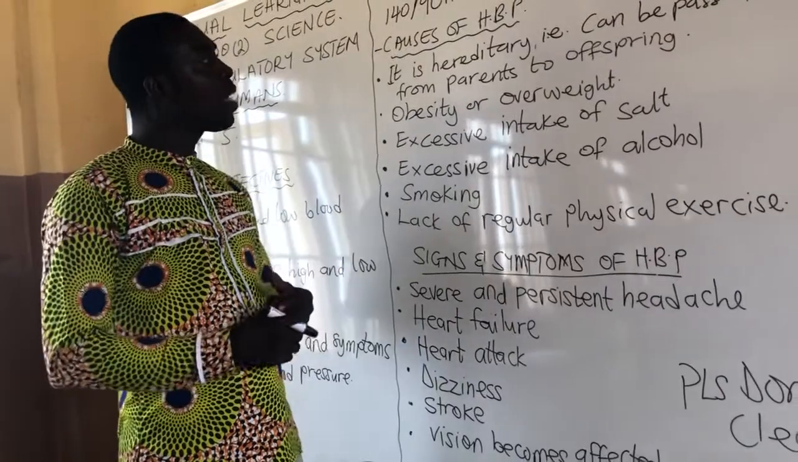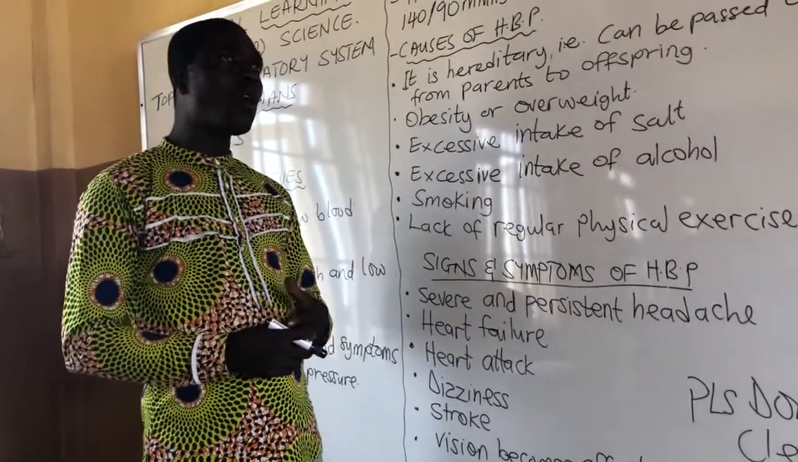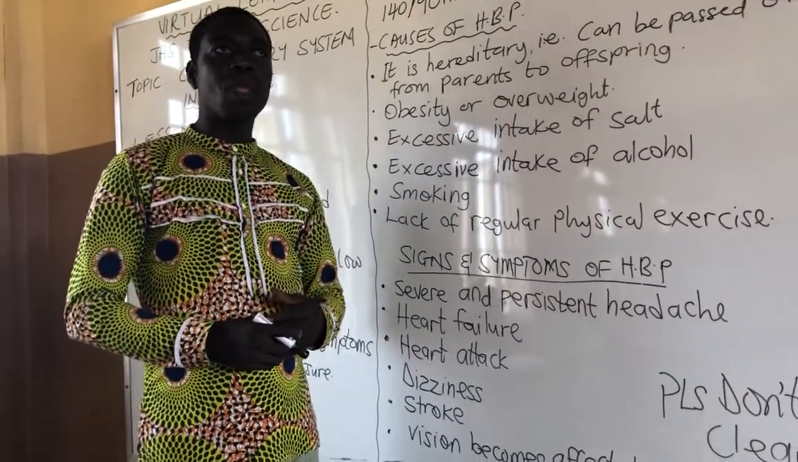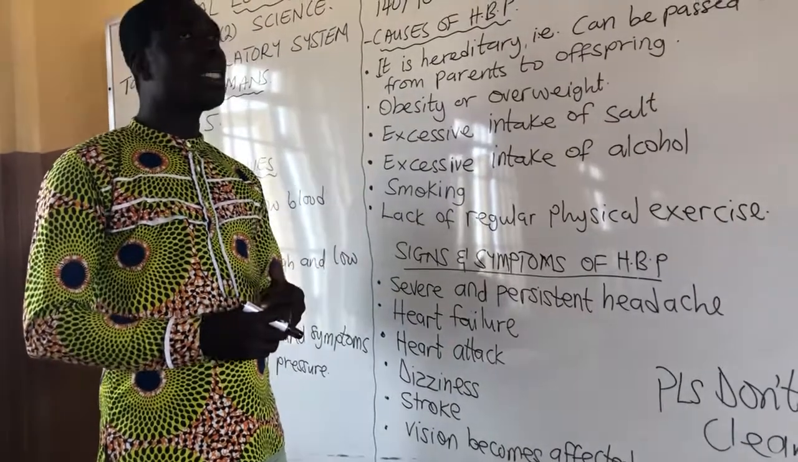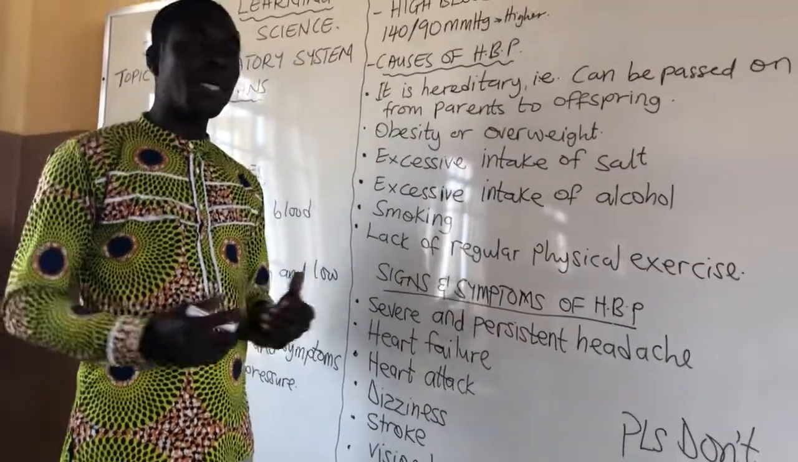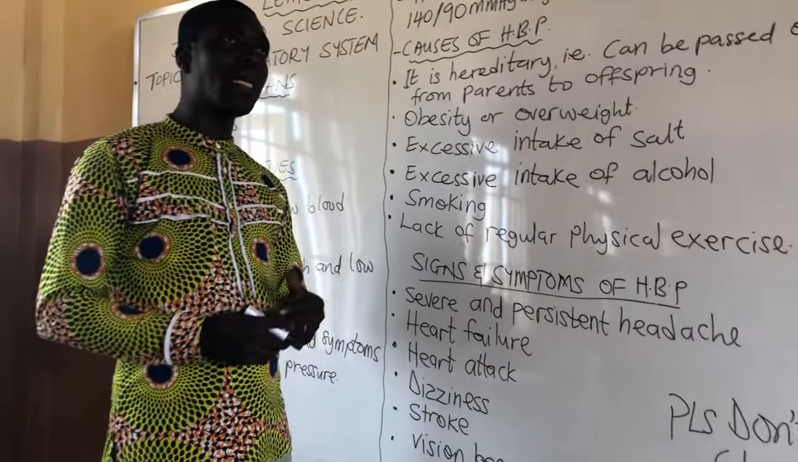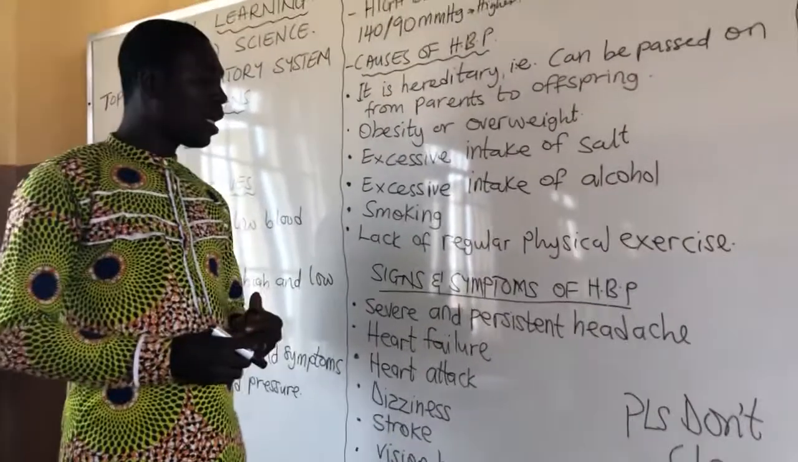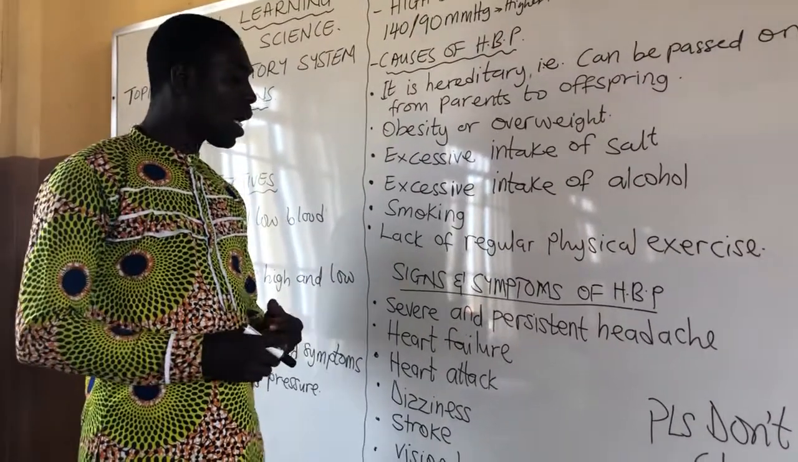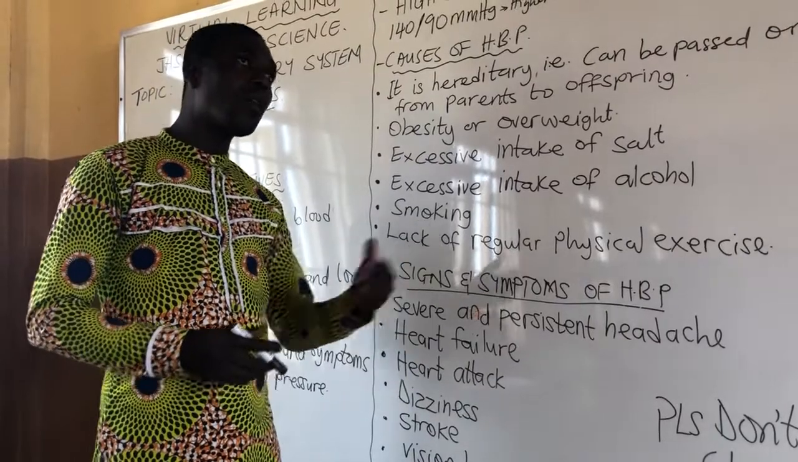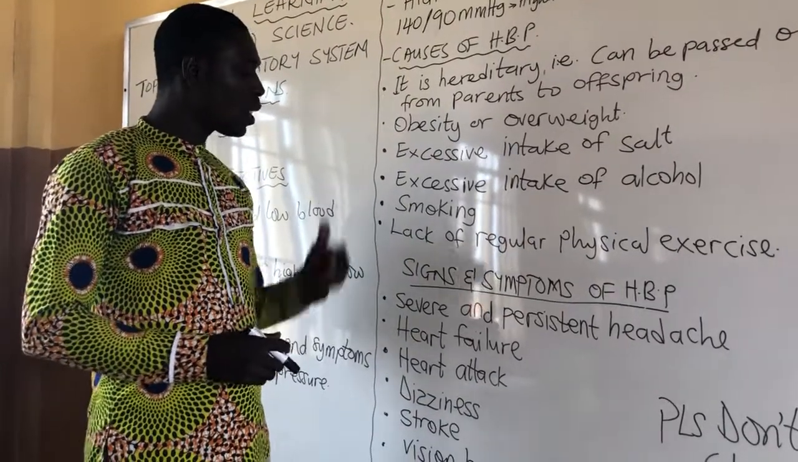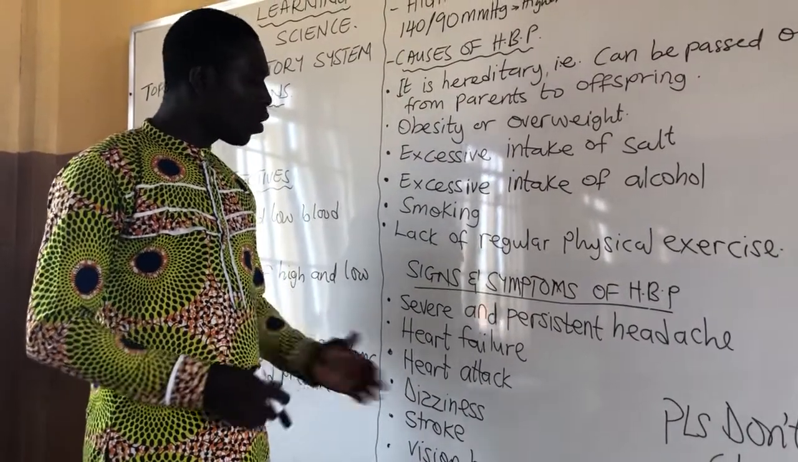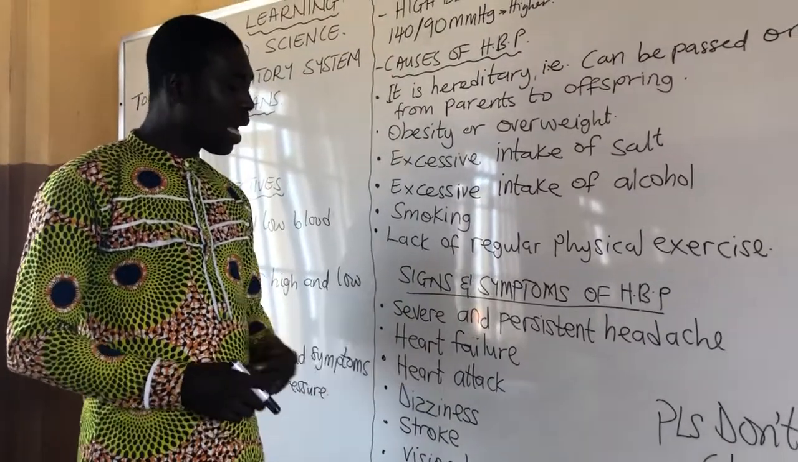Another name for high blood pressure is the silent killer, because this disease can be in your system without you recognizing it for so many years. And therefore, before you realize it, you are getting to your grave. And that is what high blood pressure is. So another symptom is heart attack.